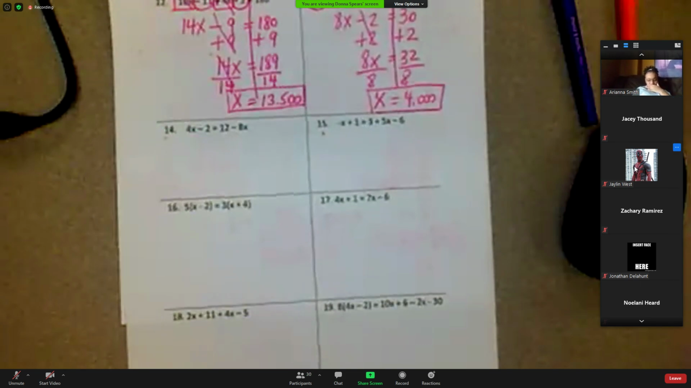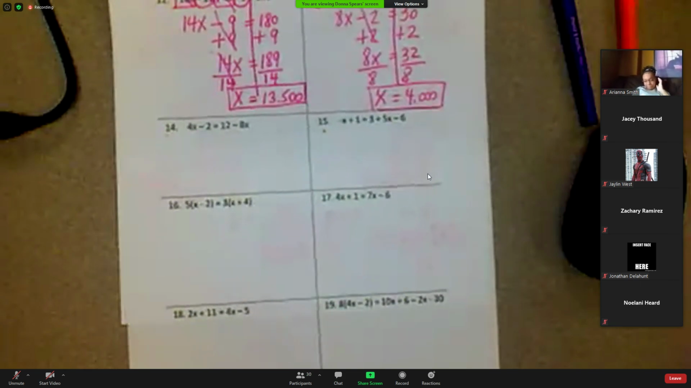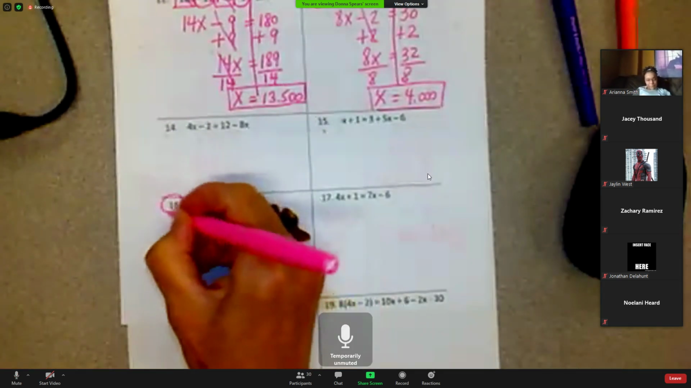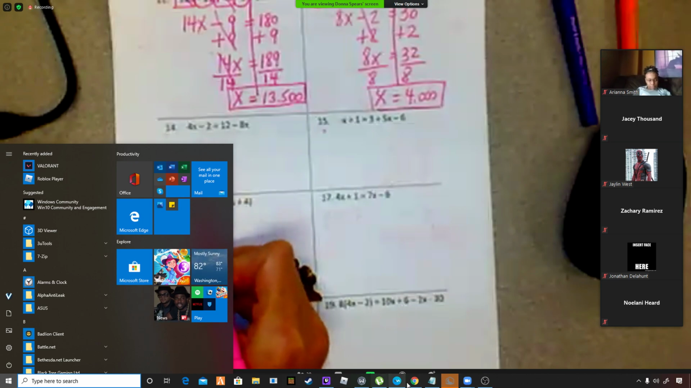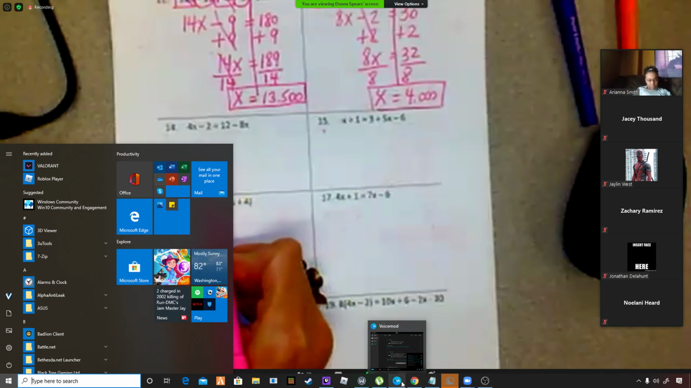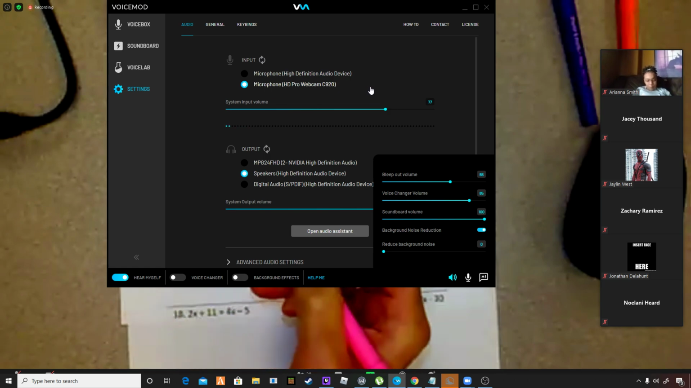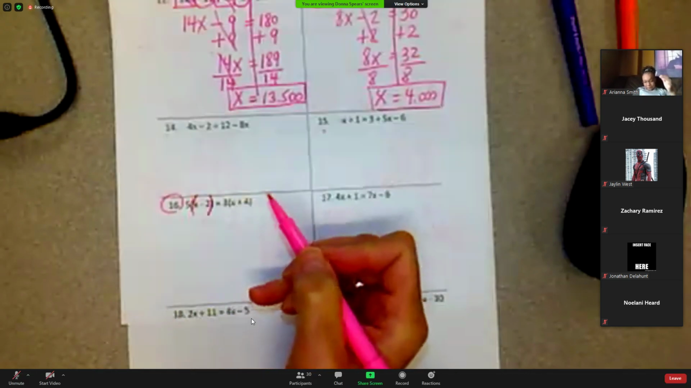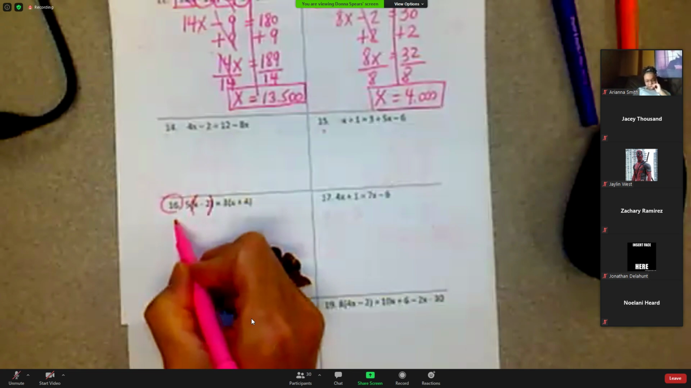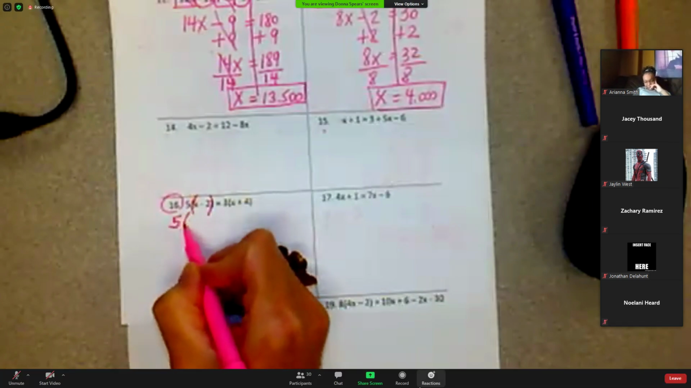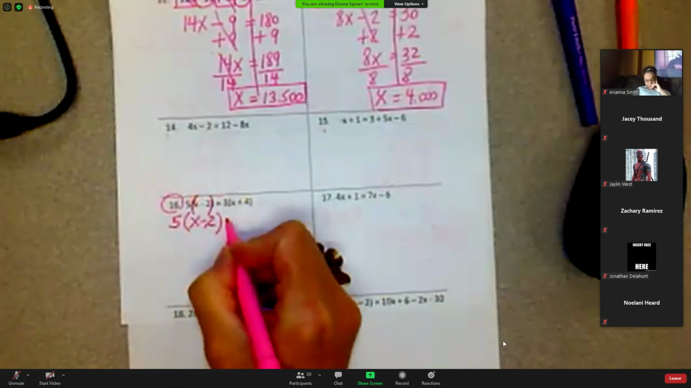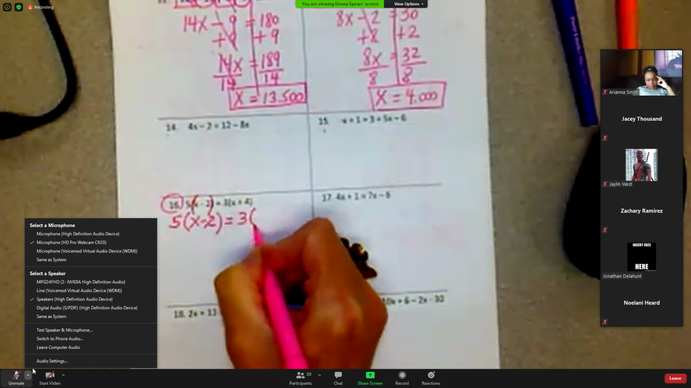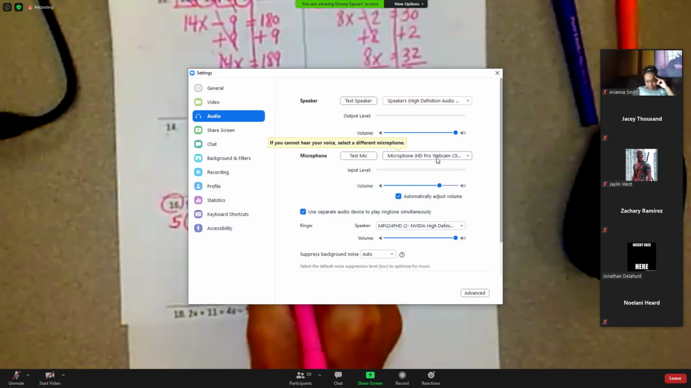Okay. Number 16 is where I would like to go because it's a little bit different. Right here. Okay, so this is 5 times x minus 2, close the parentheses. What do we call that when we have a number in front of a parentheses? Okay, look, I'm going to write it 5 times x minus 2. I'm rewriting it for you all. Equals 3 times x plus 4. What do we call that?